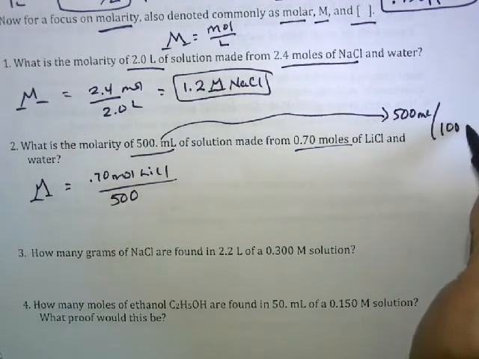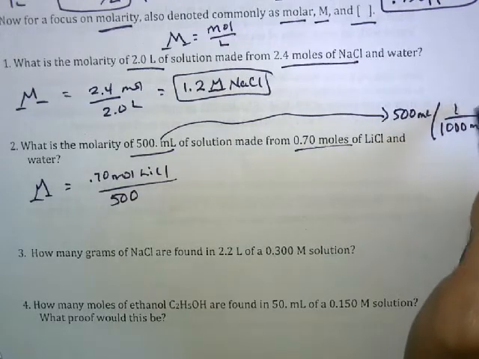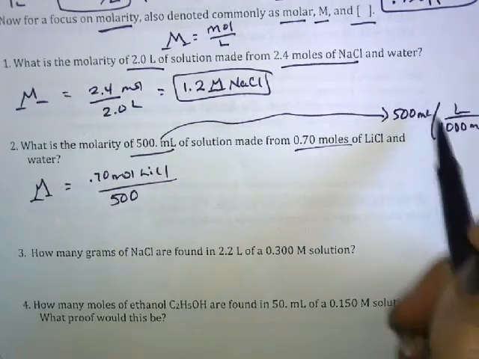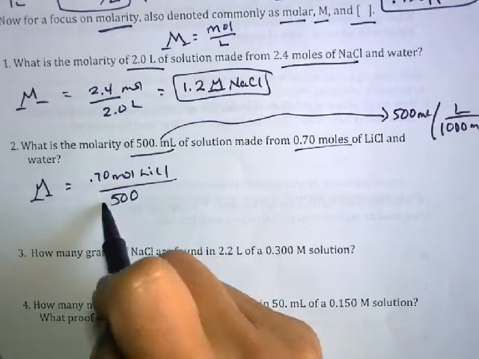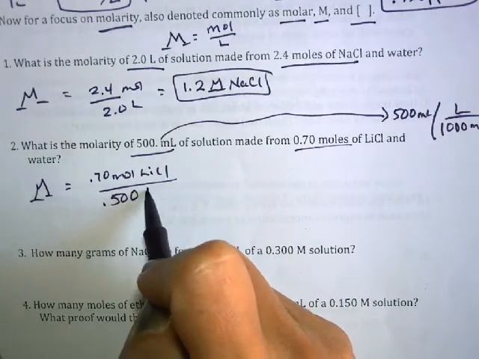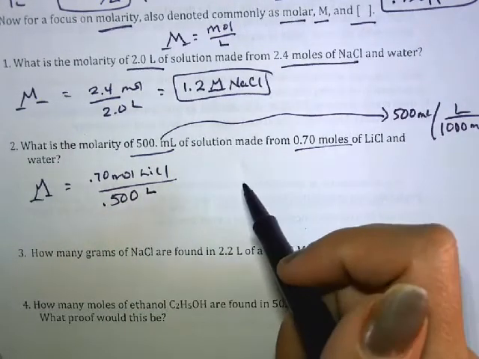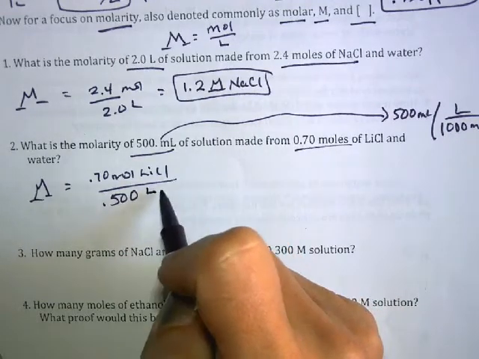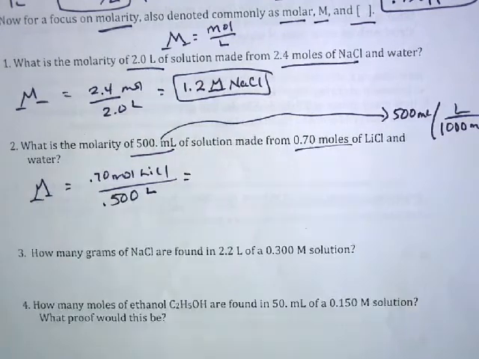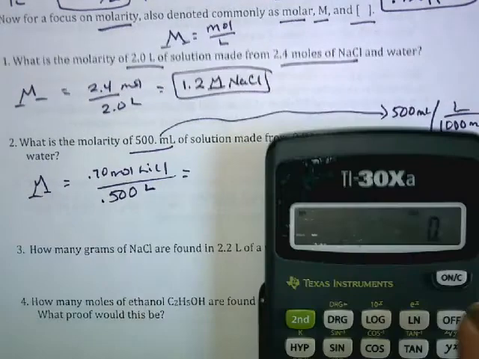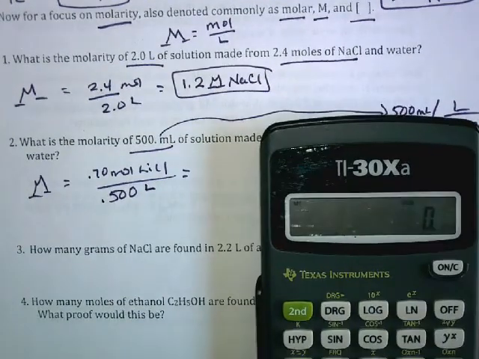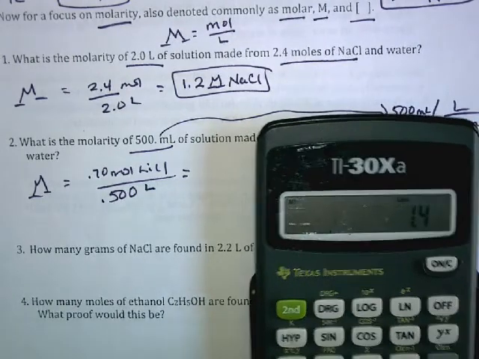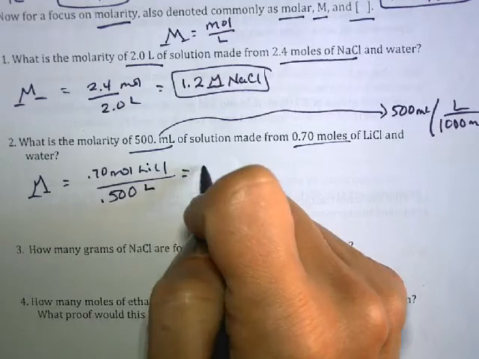For every 1,000 milliliters, we have a liter. And essentially, we end up with 0.500 liters. 500 milliliters is half a liter. 1,000 milliliters is a liter. Reasonable enough. And this is of the whole solution. Forgive me while I use my calculator. 0.7 divided by 0.5. 1.4 molar.